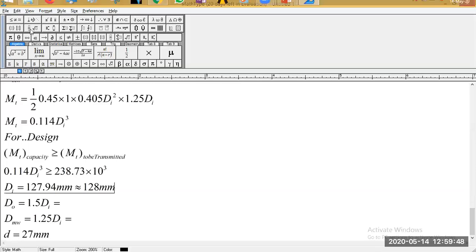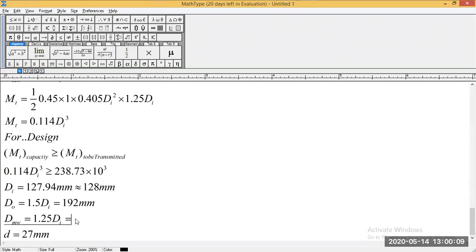If that is 128, which means 128 times 1.5 is 192 mm. Then the mean diameter, 128 times 1.25, will be 160 mm. Right. These are all the key dimensions which are required to be found.